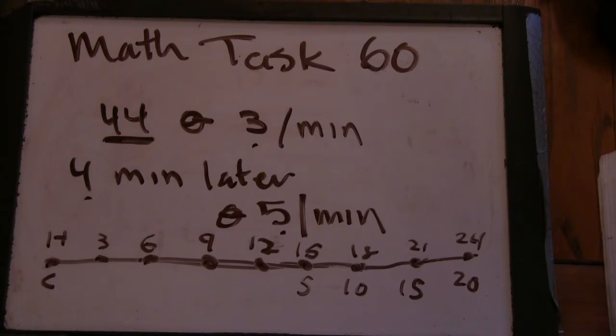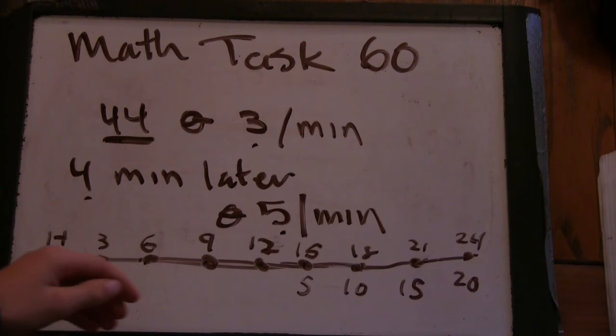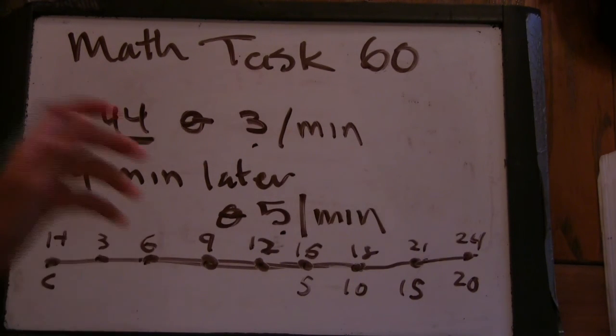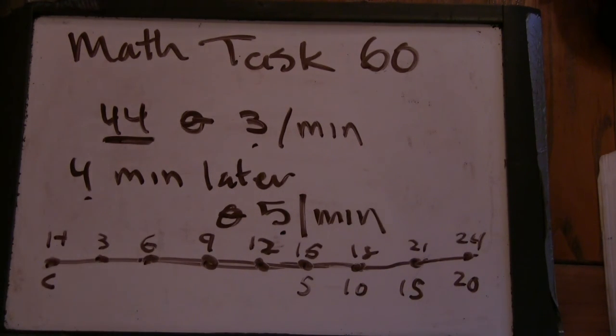You could have said, for the first 4 minutes, Homer's peeling 3 potatoes, and then when Christian joins, they're peeling 8 potatoes per minute. Okay. So it's 12 plus some multiple of 8. Okay. Yeah. I see.